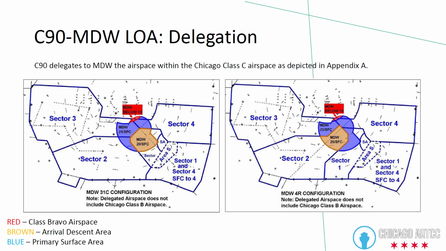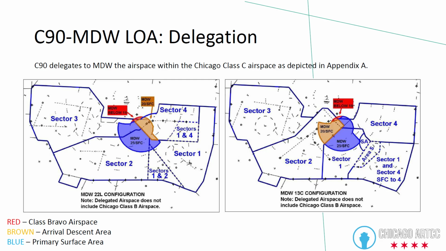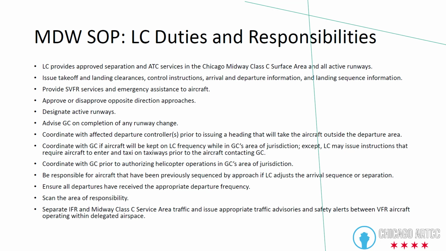C90 delegates Midway the airspace within the Chicago Charlie airspace as depicted in Appendix A. So you can see the red, of course, is the Bravo, brown the arrival descent area that TRACON is using, and the blue the primary surface area. You can see the altitudes there too and the different configurations as to what the tower controller owns. This is going to be particularly important when you've got aircraft that are transiting the airspace, overflights and that sort of thing, and also as you know, your jurisdiction for your VFR aircraft as well as IFR aircraft.